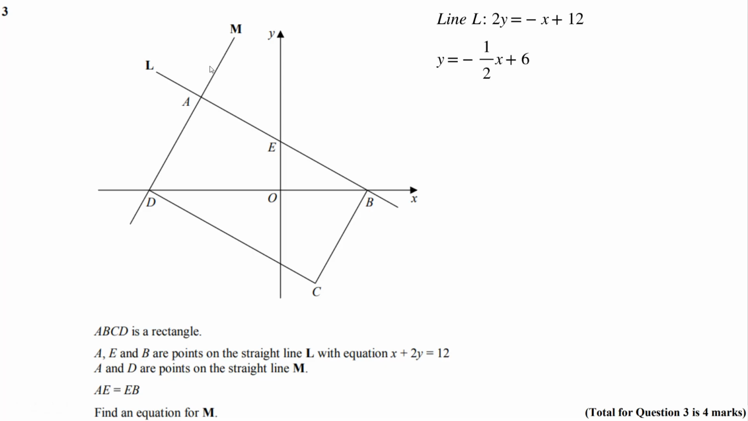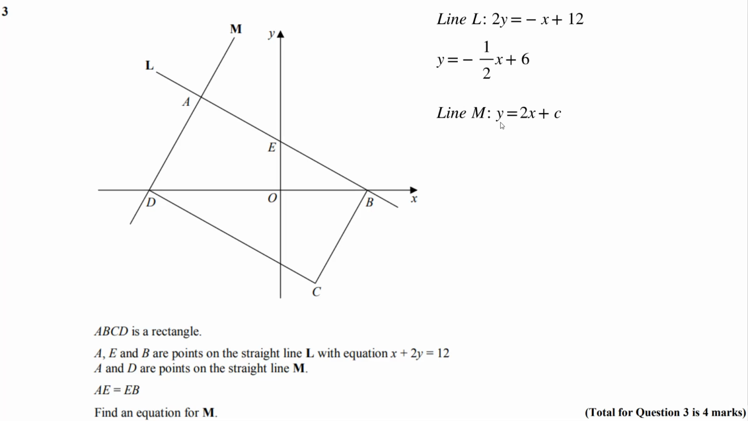And AE equals EB. So we know that line M is perpendicular, because this is a 90-degree angle. And whenever two lines are perpendicular, their gradients are negative reciprocals. So here, the negative reciprocal of minus a half is just 2. So line M has equation y equals 2x plus c.